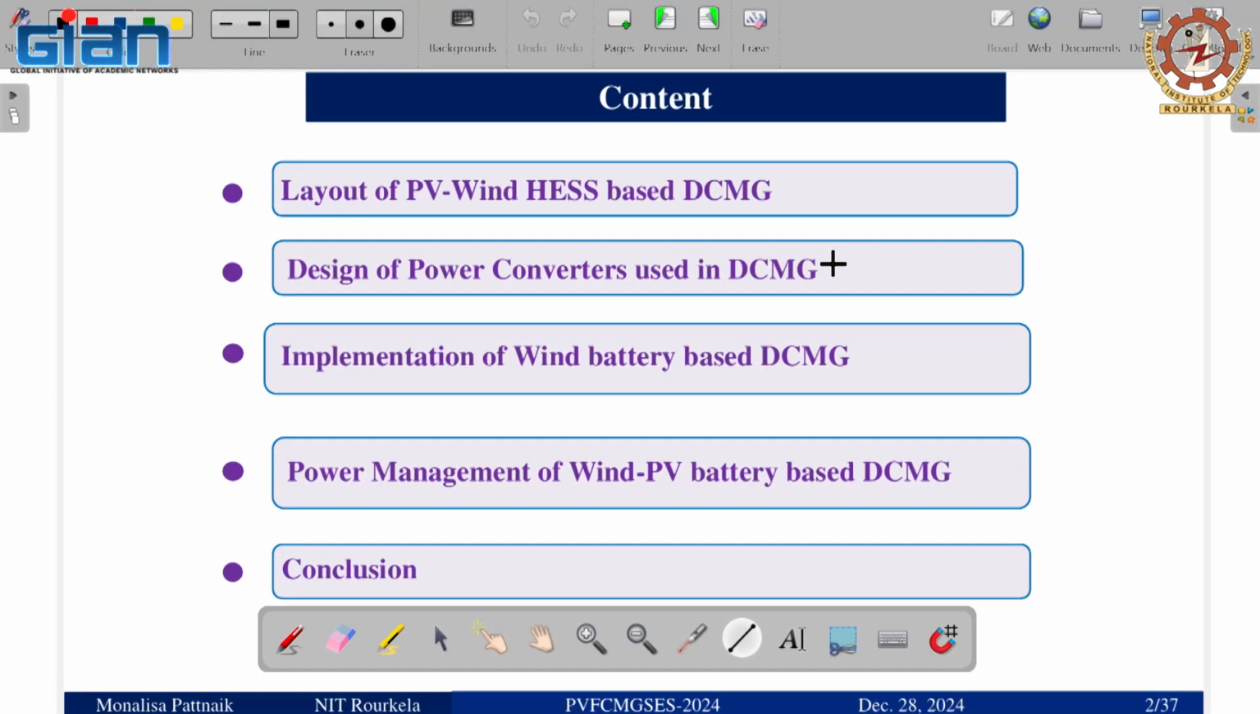I am going to first talk about the PV, wind and HESS-based DC microgrid, the layout we have considered. In today's lecture I will talk about a system with multiple renewable energy sources based DC microgrid having a single storage, and how to develop that in a laboratory environment. Then its implementation, and finally I will talk about the power management of this wind, PV and battery-based DC microgrid system, and finally I will conclude.